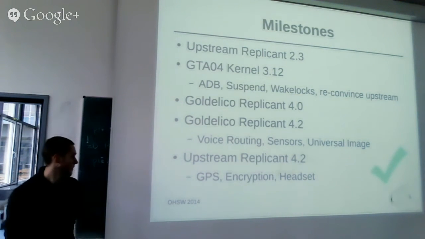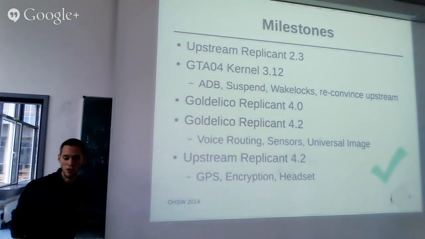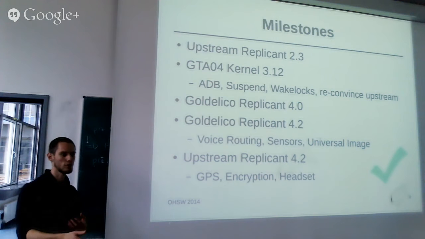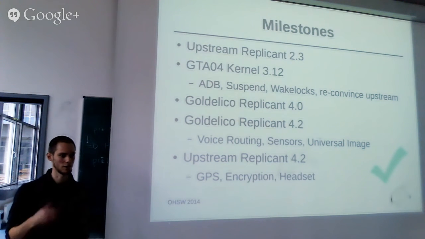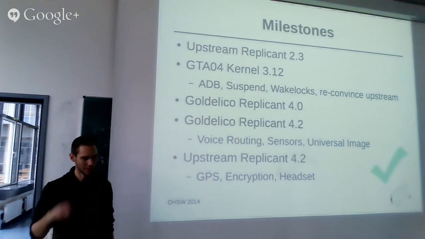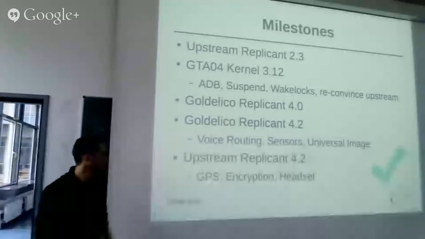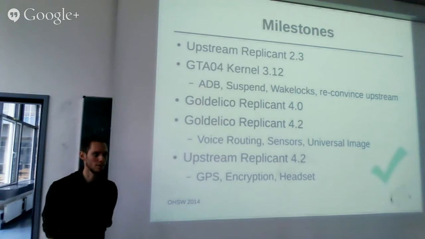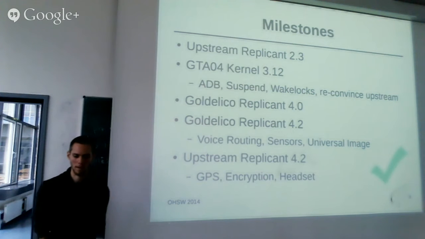Now, some of the milestones we reached in our Goldelico version of Replicant are, for example, the voice routing, so that you can do a phone call where the voice is working. You could dial and get through before, but you couldn't hear anything or say anything. So this is rather useless. And we implemented the voice routing, so now you can really do a phone call. We integrated the sensors, and of course we also have the universal image which makes installation and multi-booting very easy on the GTA04.